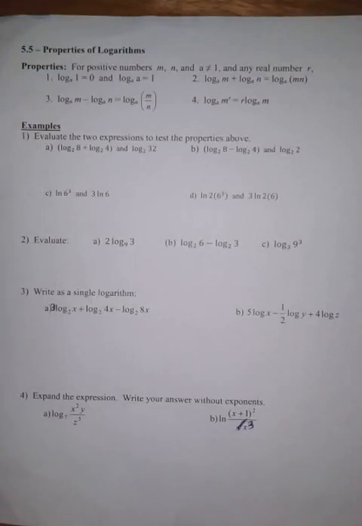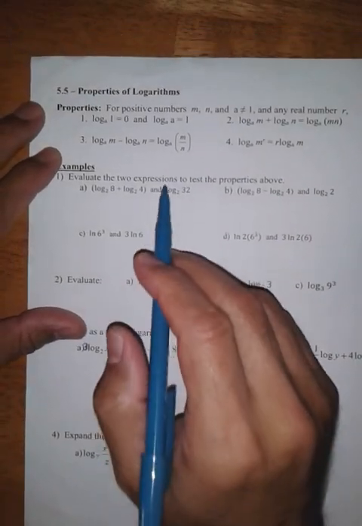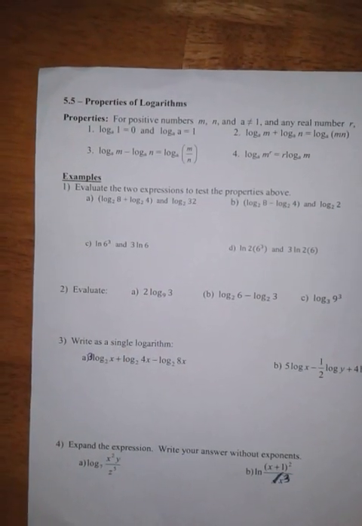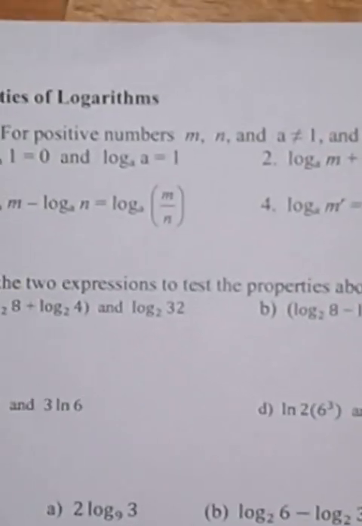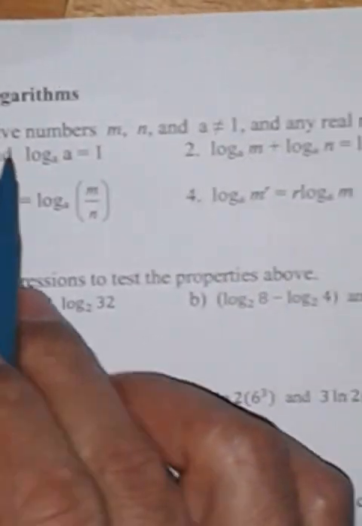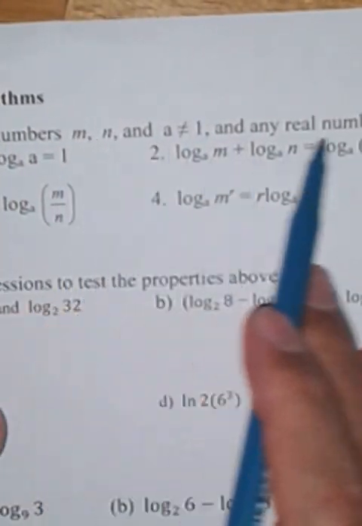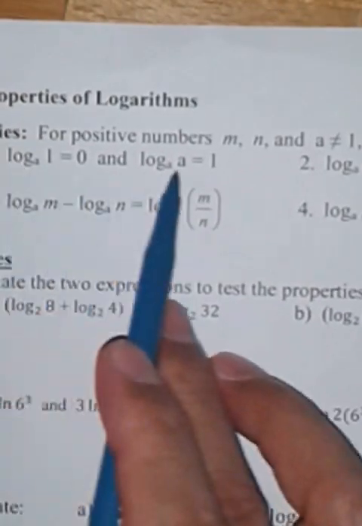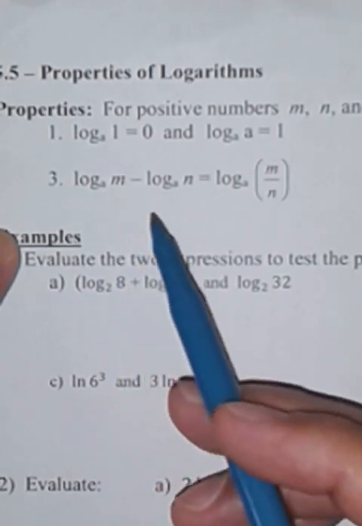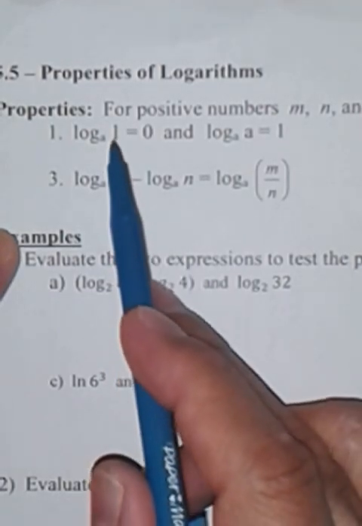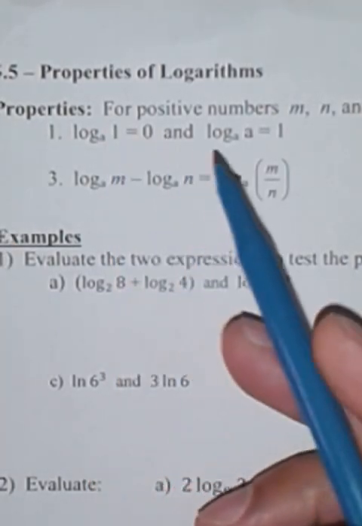All right, we're on section 5.5, properties of logarithms. So let's take a look at the properties. So the first one, tells us, what it says up here for positive numbers and all that, that just means that each of these is a legitimate expression, okay, or a legal expression. So for example, you can't have negative arguments for logs, right, and things like that.